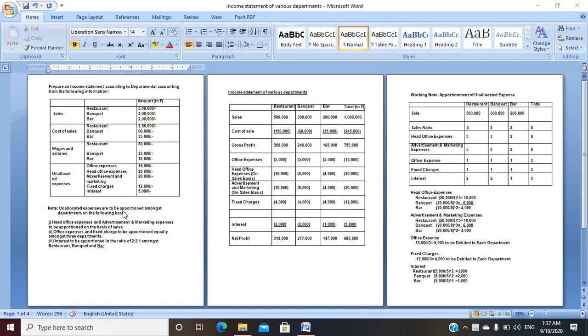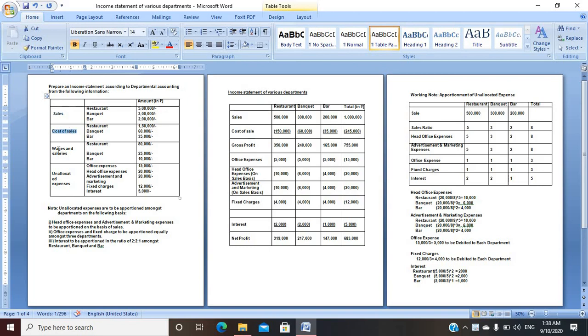Okay, students. So we have the second question here related to income statement of various departments. We divide among the three departments. So here the question is saying, prepare an income statement. I know the resolution is a little bit slow, so kindly look into this. Prepare income statement according to department accounting from the following information. Sales, cost of sales are given, wages and salaries are given, and unallocated expenses are given, right?